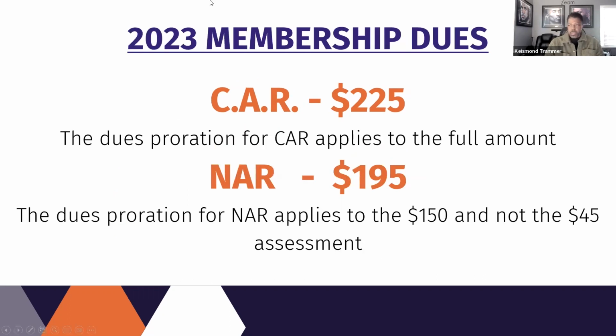All right. As you know, we're already deep into the membership dues cycle, and so you're already aware that C.A.R. increased their dues. Our dues this year is $225, and the N.A.R. dues is $195. The dues proration for N.A.R. applies to the $150 of their dues and not their $45 assessment. C.A.R. dues we prorate on the $225.